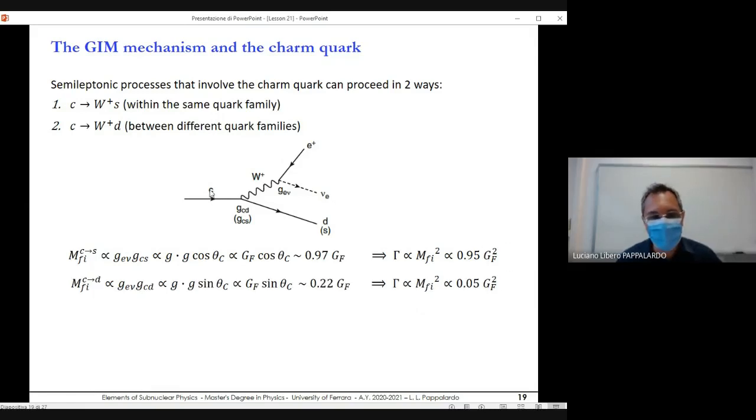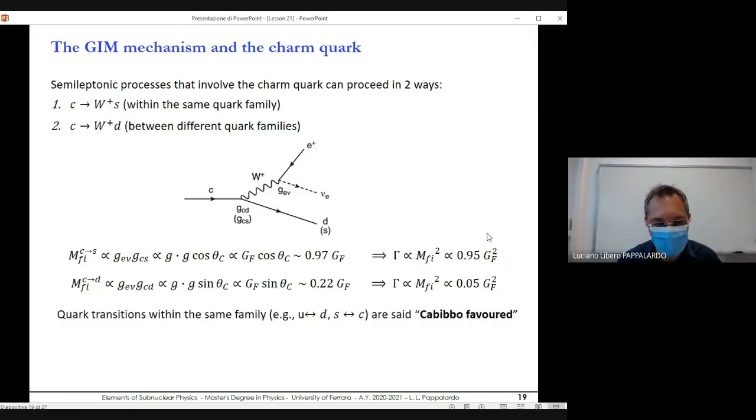What about now the transition of a charm quark into a D, CD? So the leptonic vertex is the same, but now the transition involves the sine of the theta Cabibbo. So at the end, the sine, being a small angle, is a small quantity as well. So at the end, it is 0.22 G_F. And so when you now square this, you obtain a very small probability, 0.05 times the square, compared to the previous one.